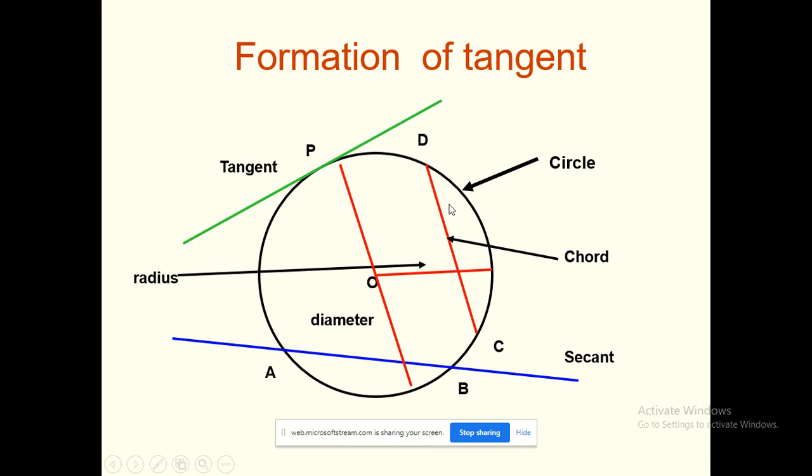So this figure is very important to draw on your copybook. Take your time drawing it. This is my circle, my center, my radius. This is the chord. This is the diameter. This is my secant, the blue one, and this is my tangent. Okay, let's move now.